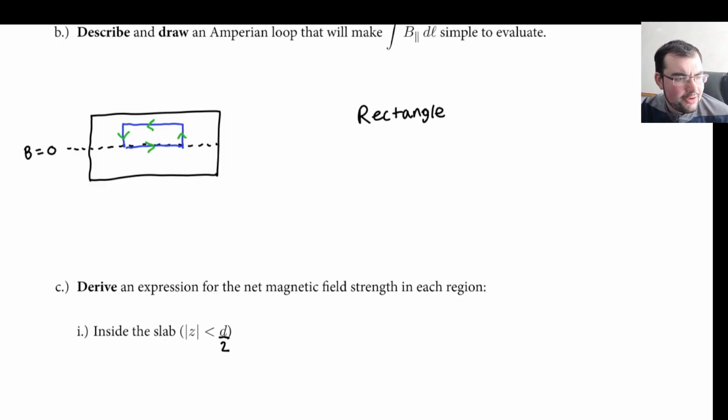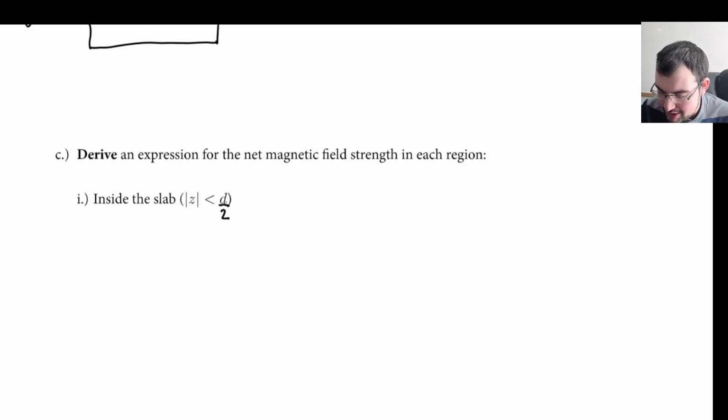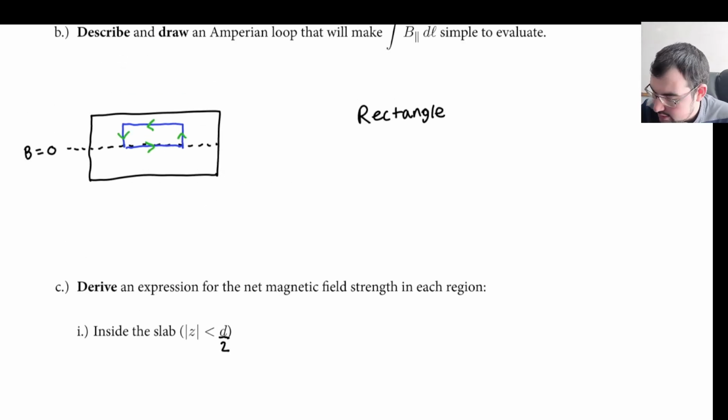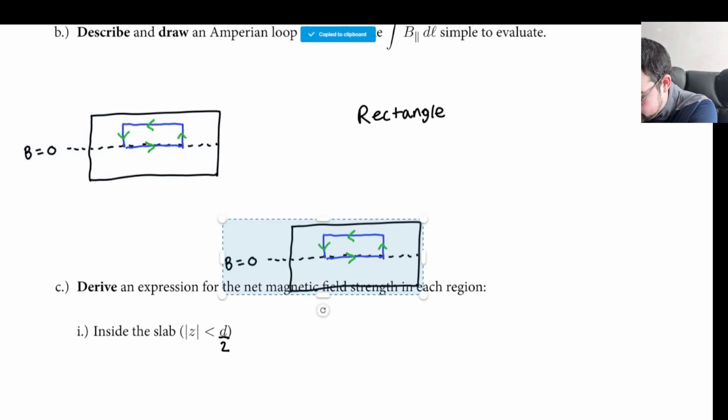Now we'll derive ourselves some net magnetic field strengths here. We'll do inside and outside. I did have a typo I had to correct here because I had my wrong slab distance. So inside, well, this is a nice picture. Let's steal it and move it down here.